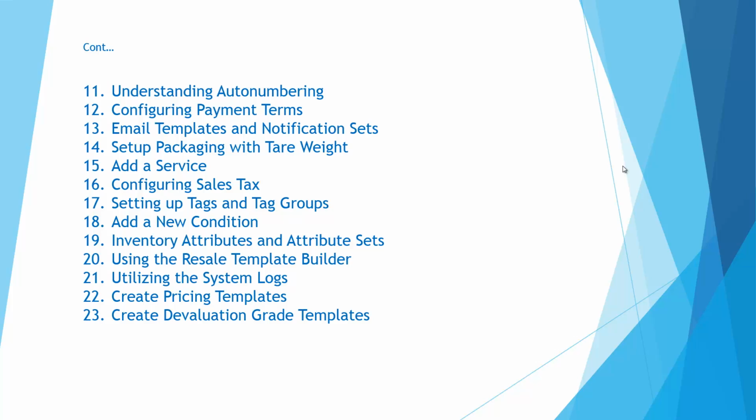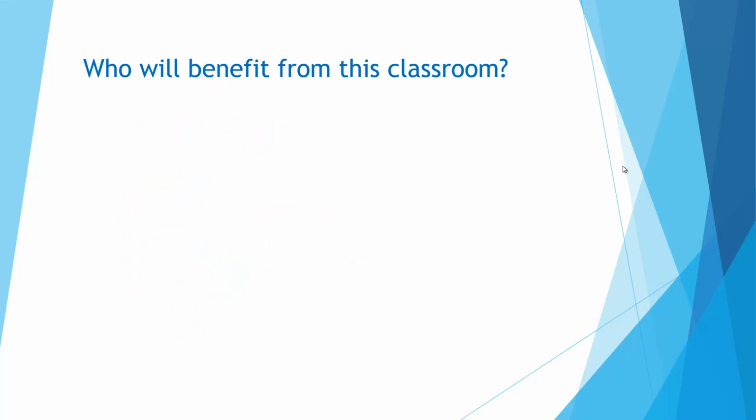23 is creating devaluation grade templates. So this works with ITAD, and when you bring in material and you mark it down, if it's missing a particular unit or if it has a scratch, it's going to automatically devalue the price, or the grade, of that particular unit, which is going to affect the price. So 23 will show you how to do that. 24 is creating fair market value price sheets. We'll show you that in video 24.